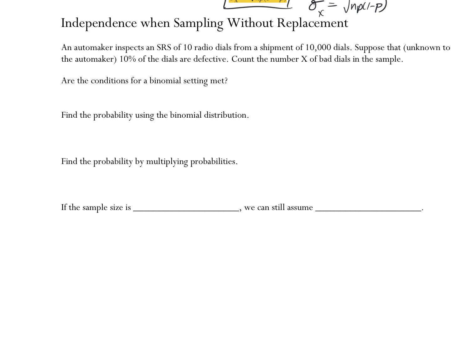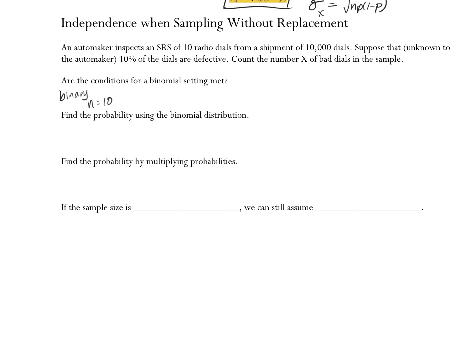it's almost like each one I grab from the sample is a trial, yes? So is this binary? I grab the dial, I look at it, and I say, is this defective or not defective? So the binary is there. Do we have a set number of trials? 10. Yeah, n equals 10. This is looking promising. As I select one of these dials and decide, is it defective or not, do I have the same probability of success each time?